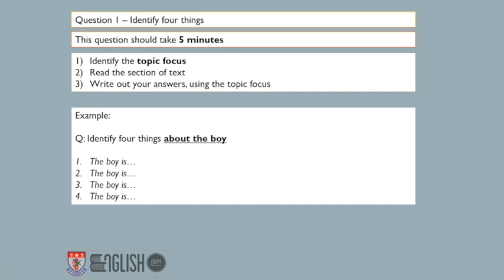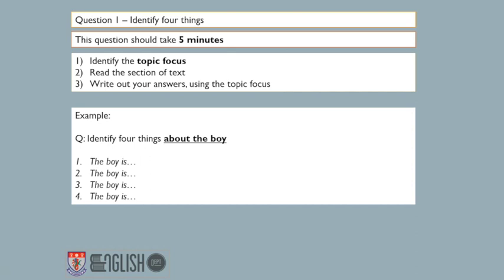You should reread the section of the text. My advice would be to underline everything that you think would answer the question, and then to select the 4 that you are most secure about. The advice in the bottom box there suggests that you frame your answers using the topic focus of the question.